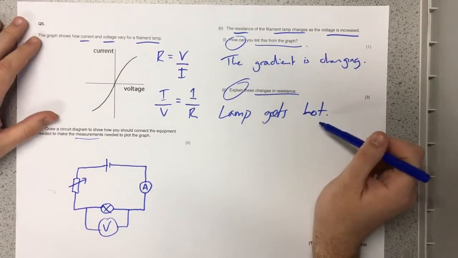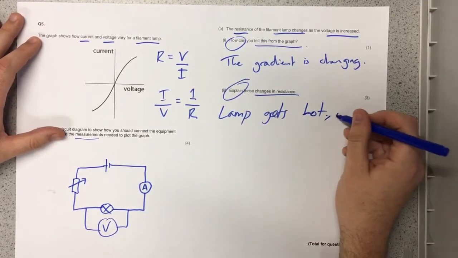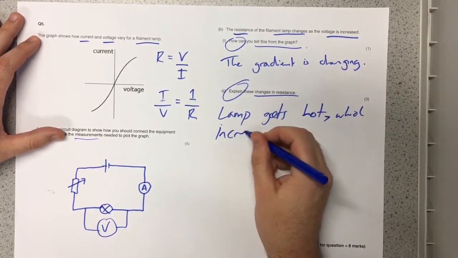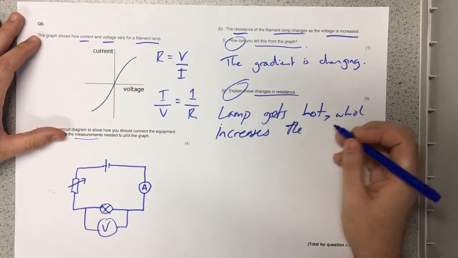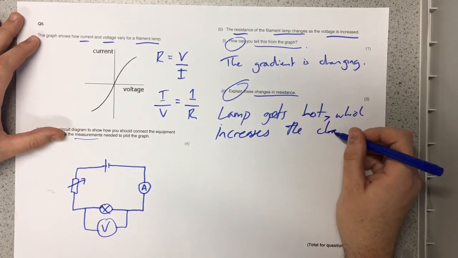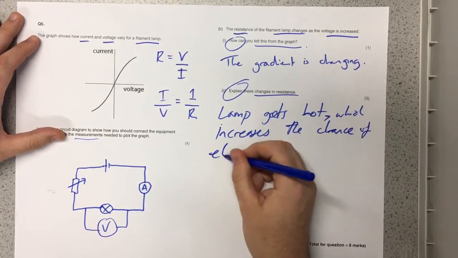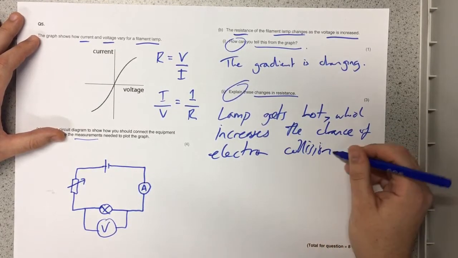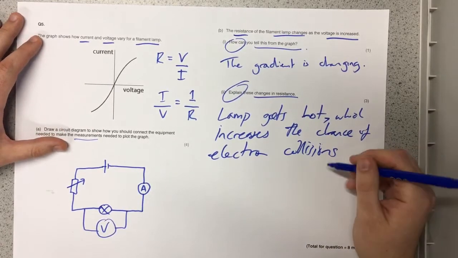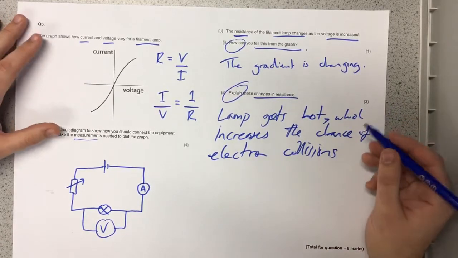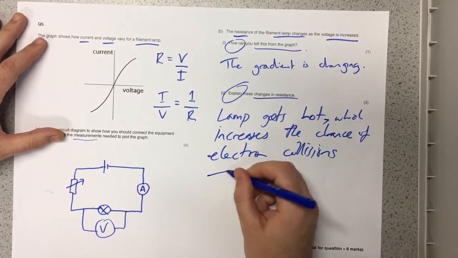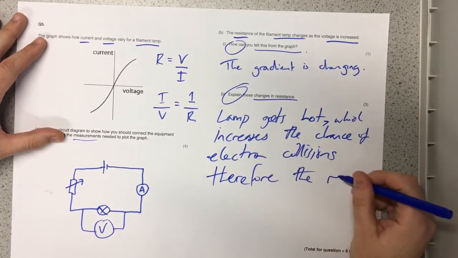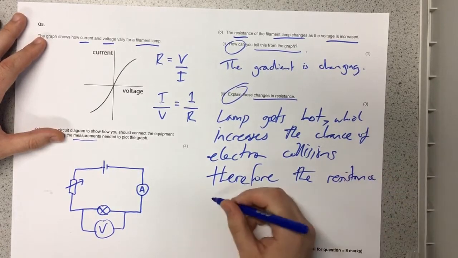So the lamp gets hot, which then increases the chance of the collisions. So if you've got all these electrons colliding, then they're not able to move through the lamp, therefore it's harder for them to get through the lamp, and therefore the resistance increases.